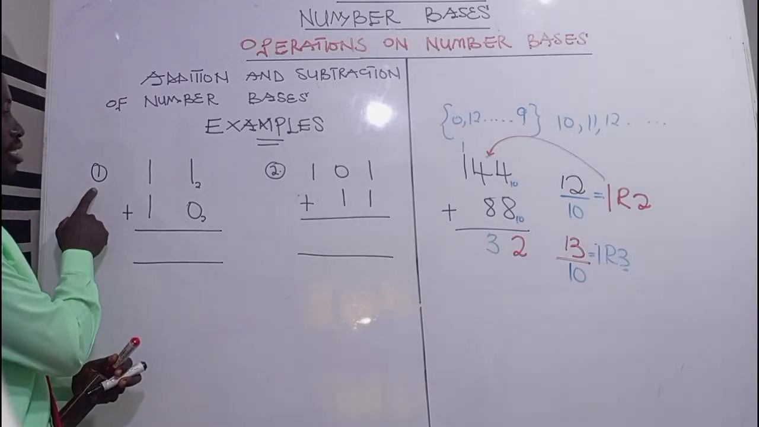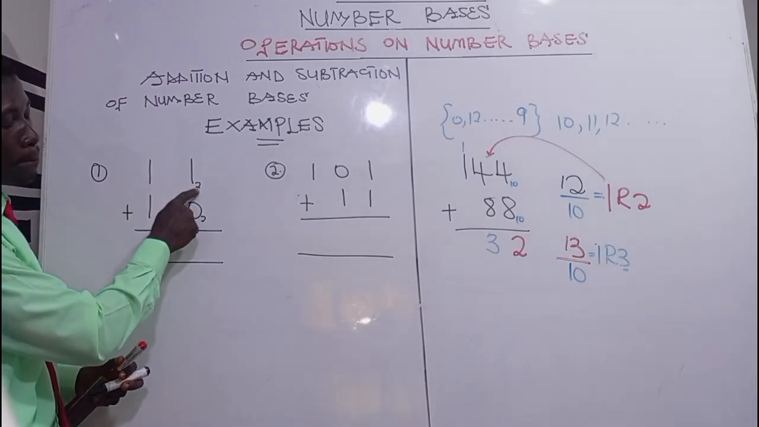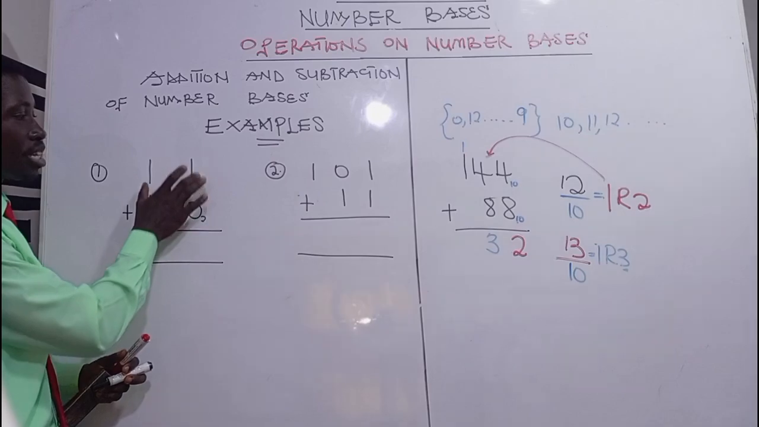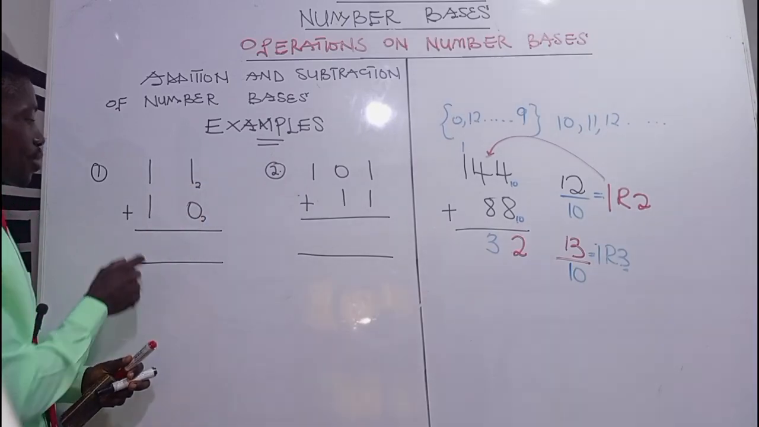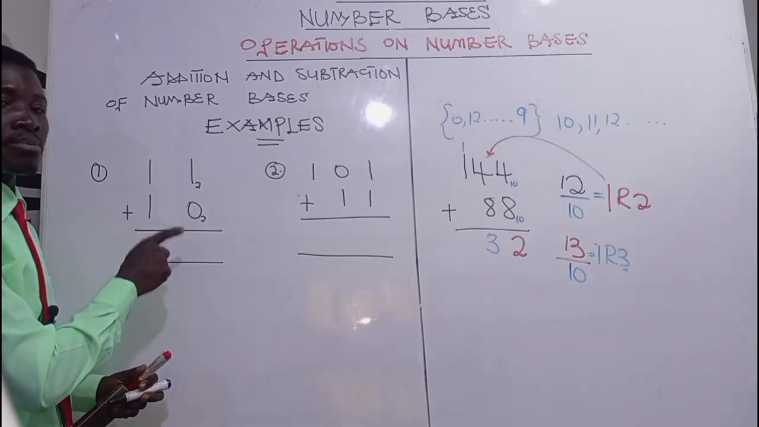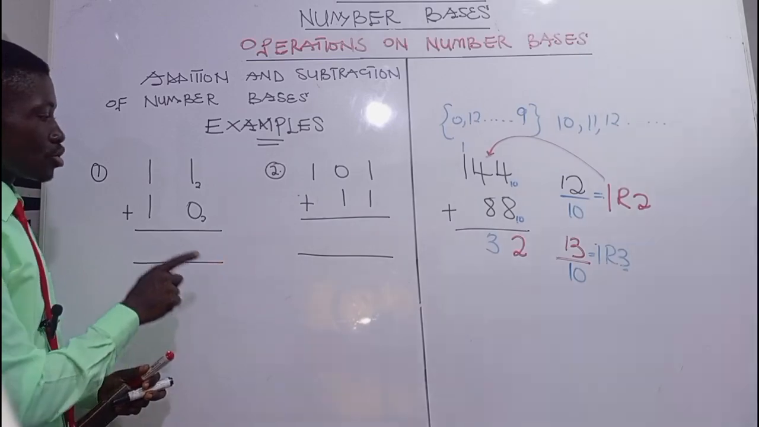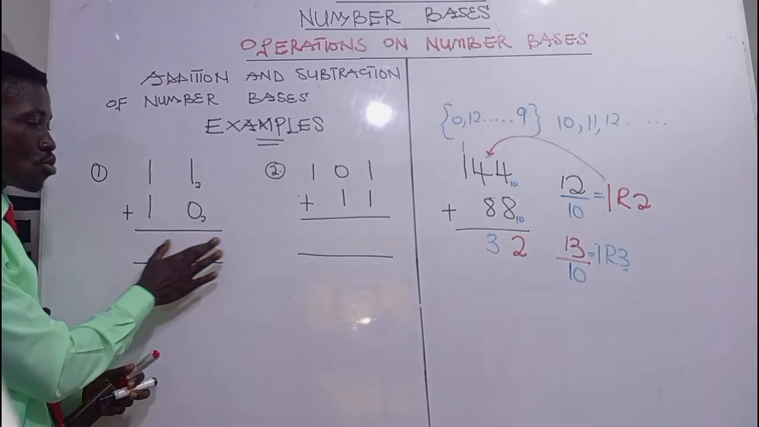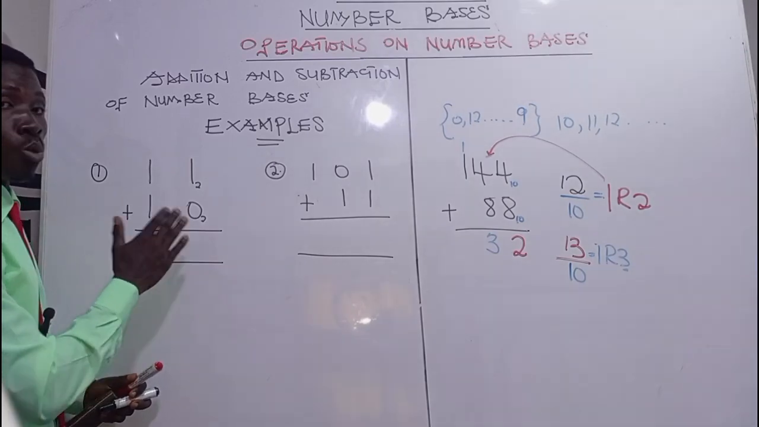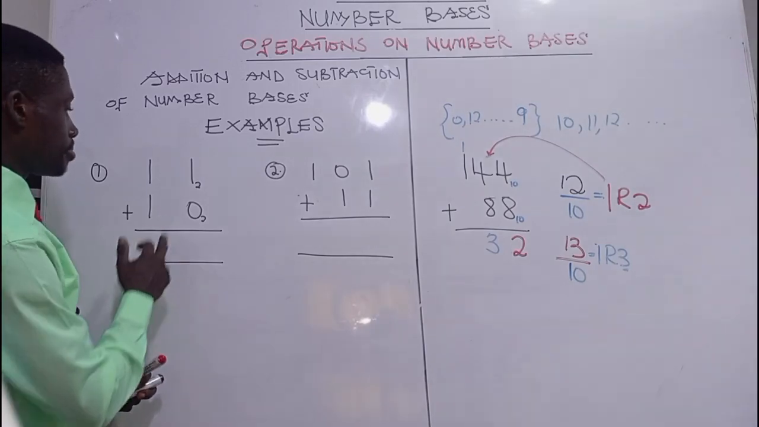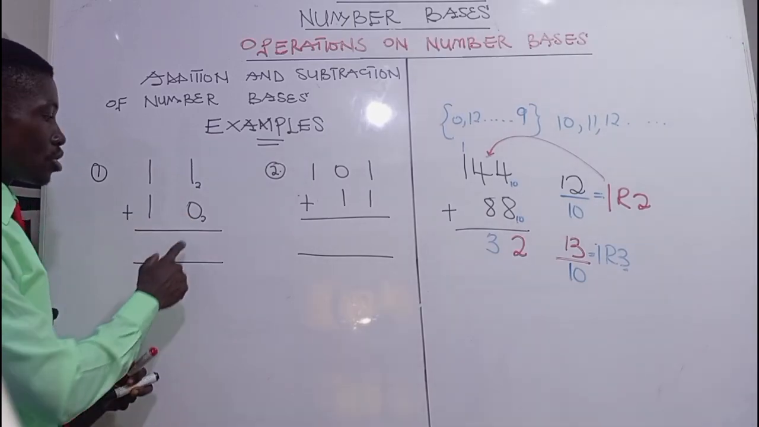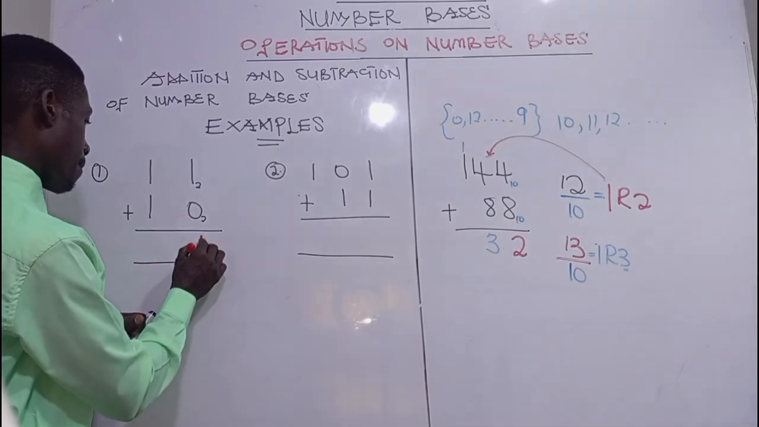Realize that with the first example, example 1, we have 11 base 2. We also have 10 to the base of 2. So all these numerals are in base 2, and we are to add them. But remember that the highest digit in every number base is 1 less than the base itself. So it means that in base 2, we can't have 2 here. Neither can we have 3, 4, 5, and so on. The highest digit should be 1. So let's add them. 1 plus 0 gives us 1. 1 is less than 2. So we are going to write the 1 here.